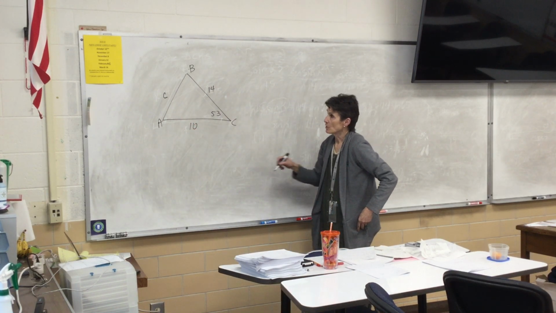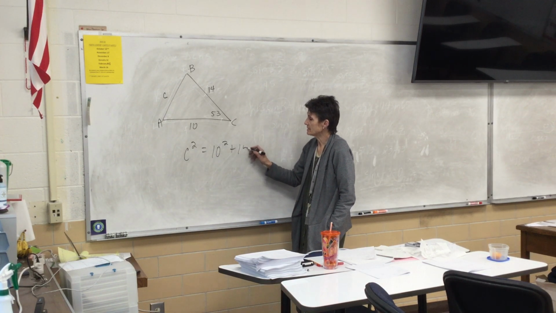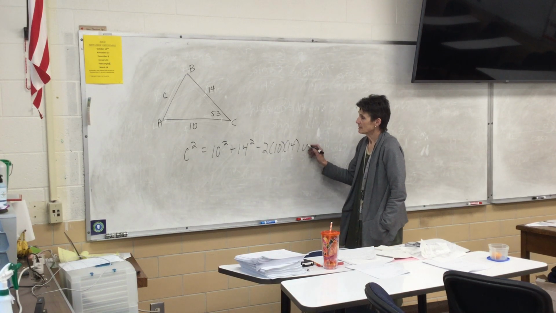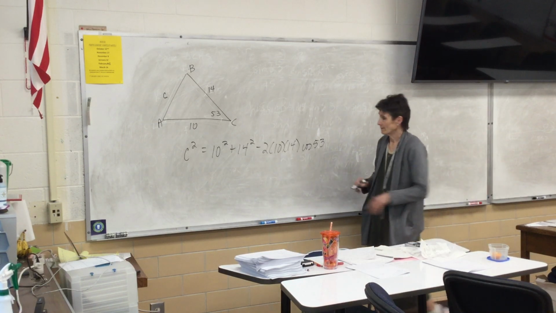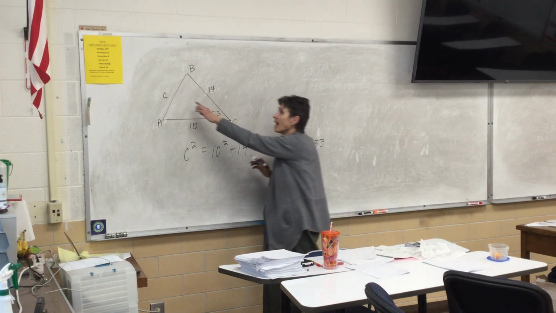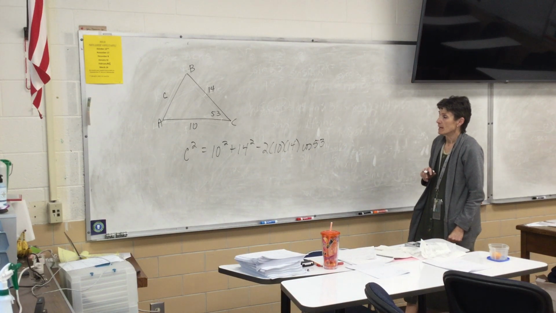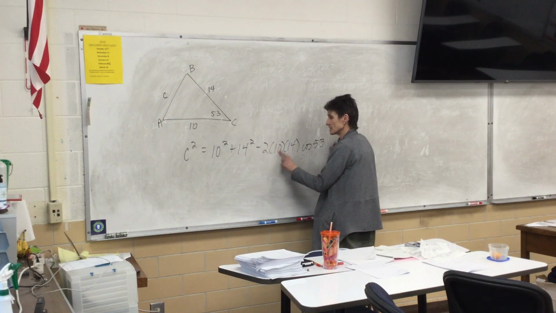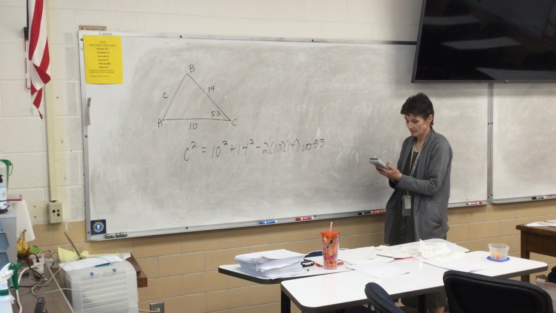So C squared equals 10 squared plus 14 squared minus 2 times 10 times 14 times the cosine of 53. Remember, whatever angle you have, that cosine goes out here, and its side goes over here. And then in the middle is side squared plus side squared minus 2 side. There you go, that's it. I'm gonna type it right in, see what happens.